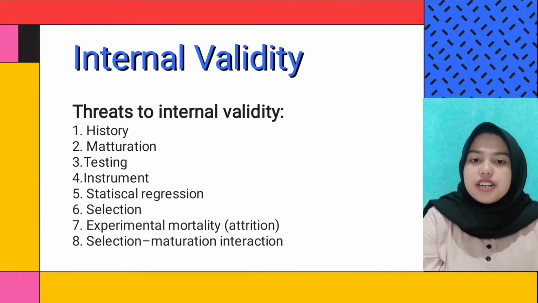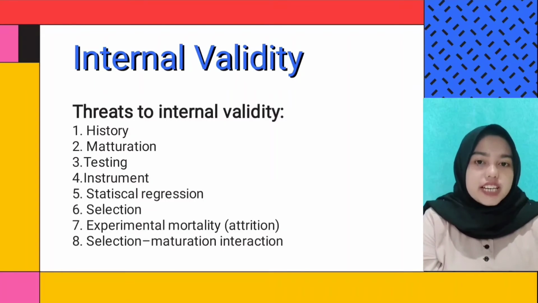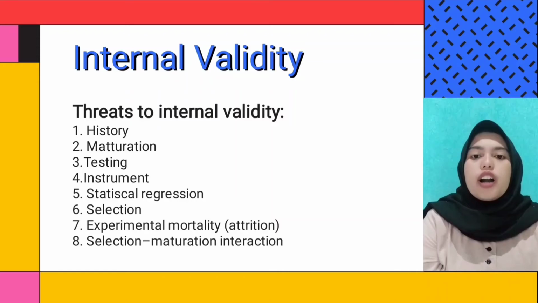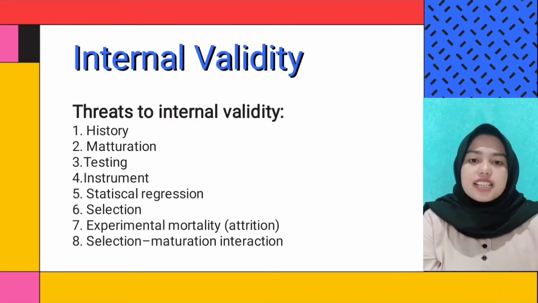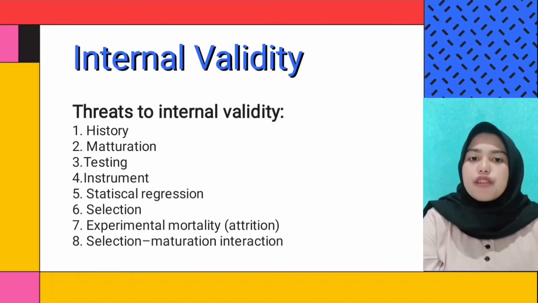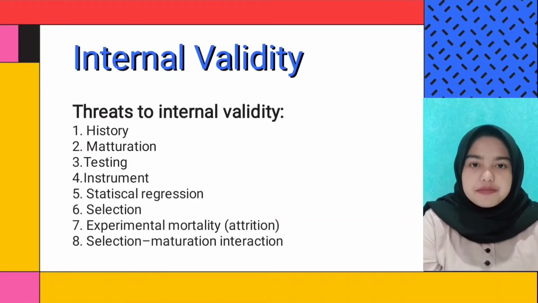The seventh is experimental mortality or attrition. When there is a differential loss of volunteers from the comparison groups, the experiment is threatened by mortality or attrition. And the last is selection maturation interaction. Treatment groups are formed based on the maturation of the subjects.